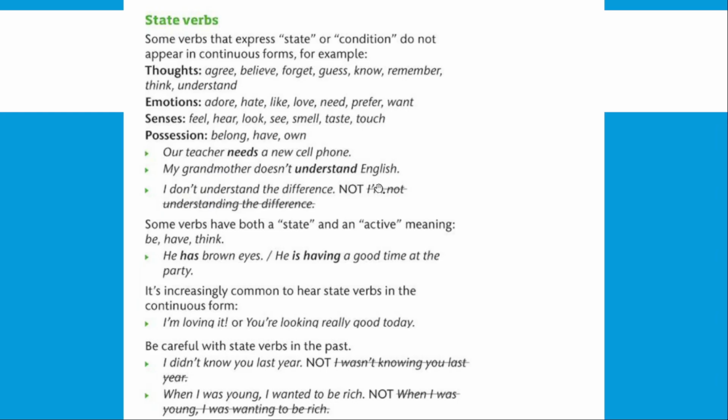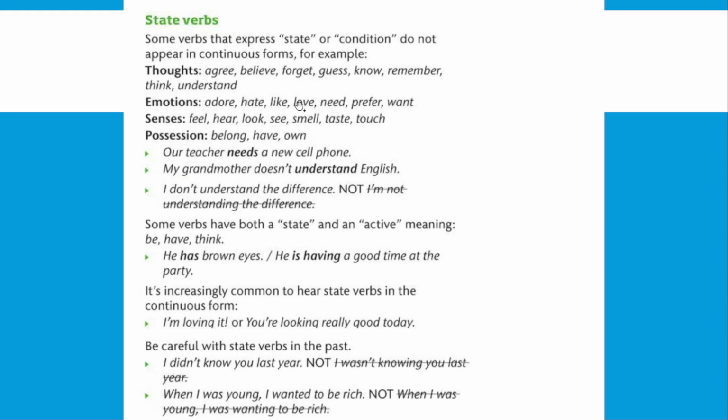Okay, it's better. It's not possible to say, for example, the verb need in gerund form with ing. I am needing a new cell phone. No, class, don't say that because this is a state verb too. So we usually say it in the past or in the present. I need a new cell phone. As you can see in this example, our teacher needs a new cell phone, right?